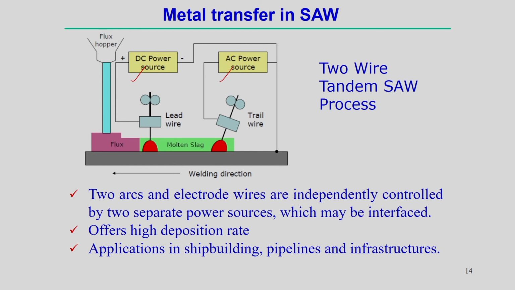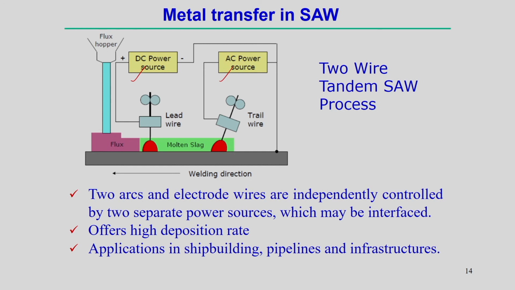Normally, the metal deposition rate is very high in this tandem submerged arc welding process. Having 2 arcs and electrode wires independently controlled is possible by 2 different kinds of power sources, which may be interfaced in these cases also. When there is a requirement of a very high deposition rate, then in that particular case we can follow this kind of metal transfer mechanism.